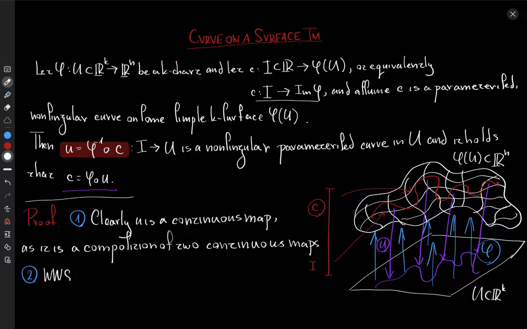We wish to show that U is of class C1. In other words, that it is smooth. Why? Well, smoothness of the curve removes any possibility of cusps or any such phenomena. So that's a very good thing.